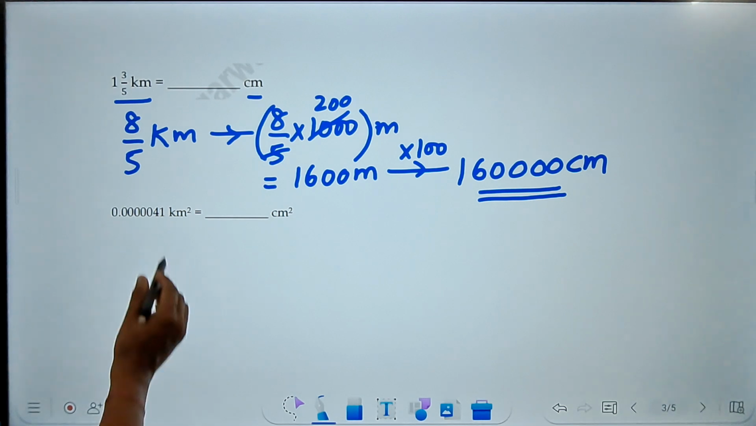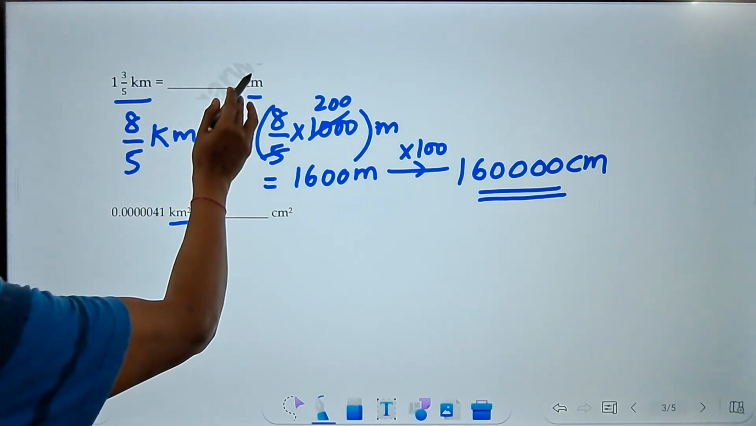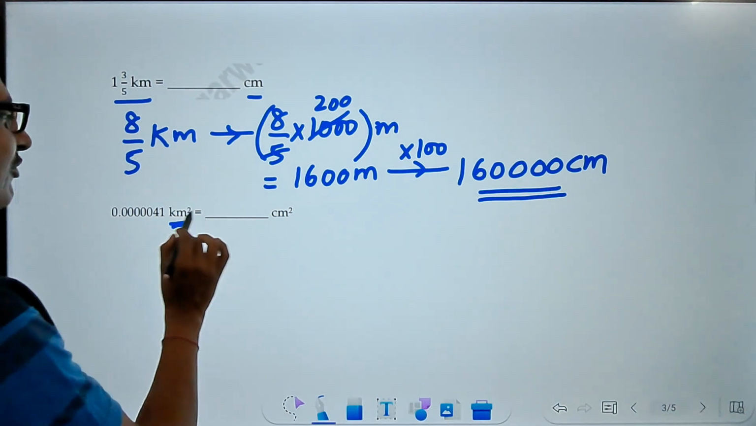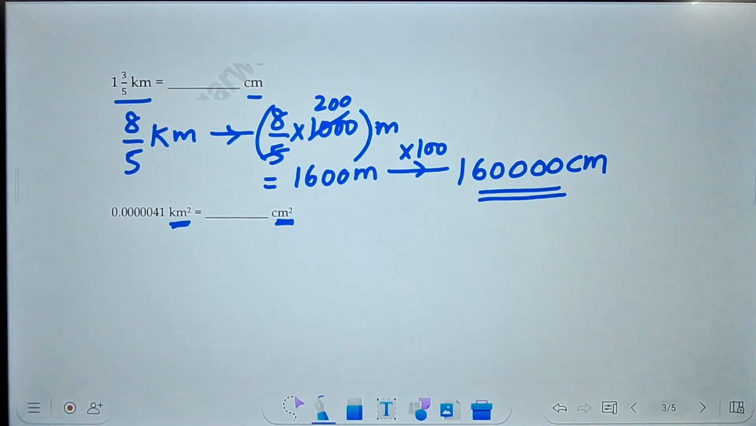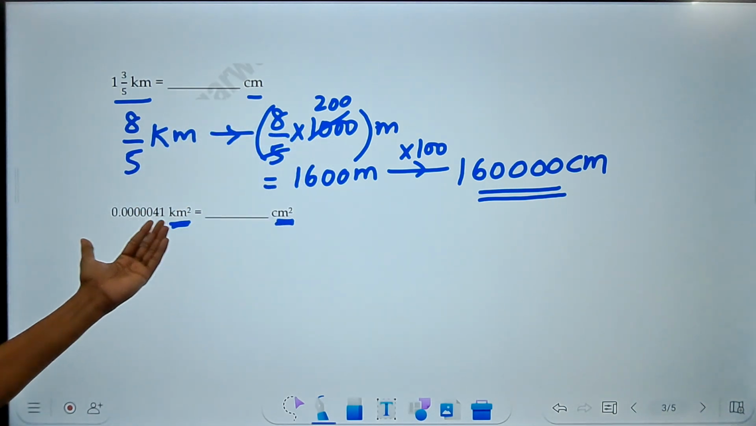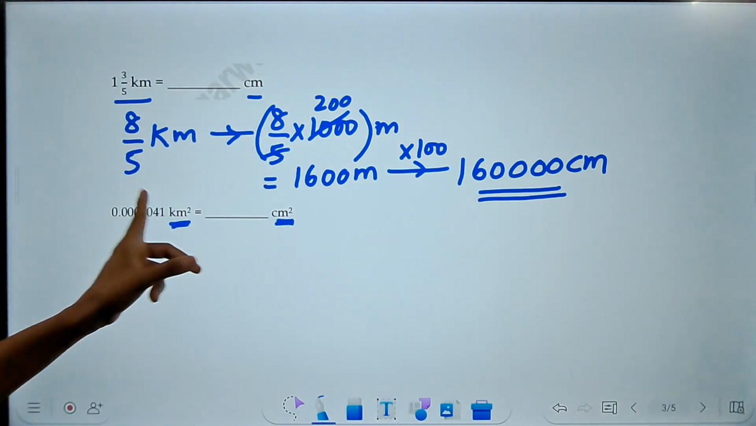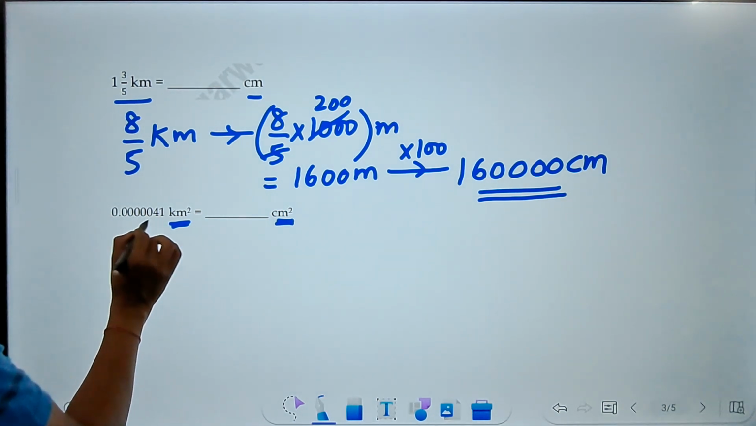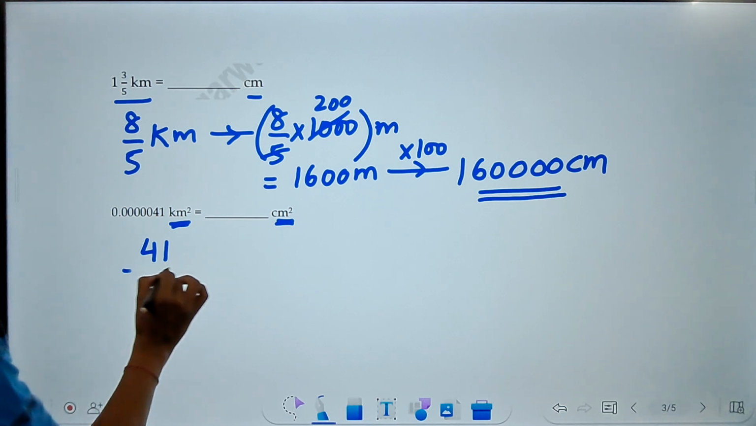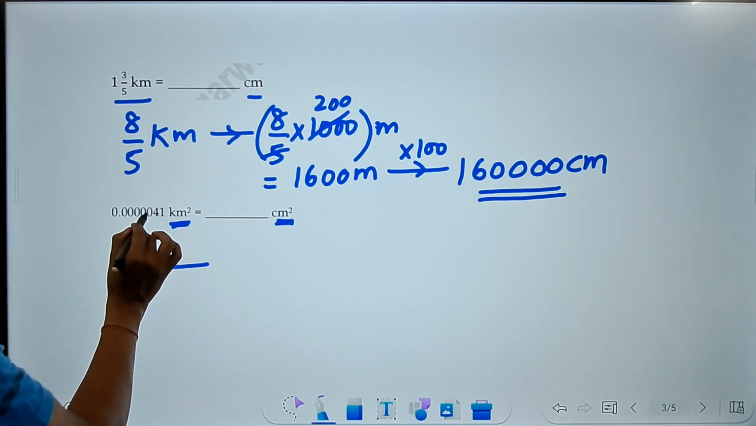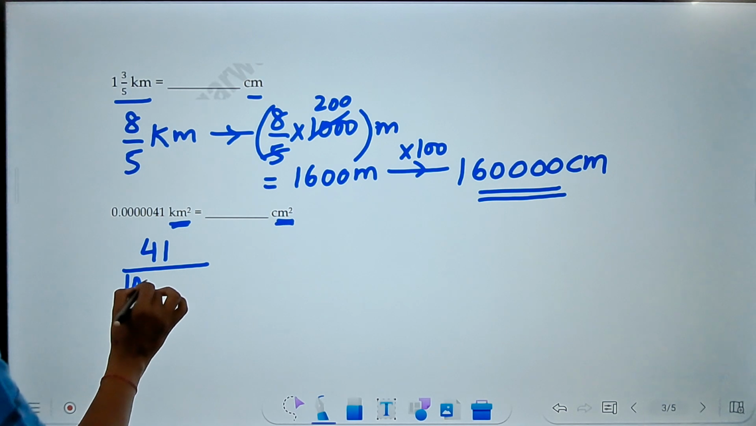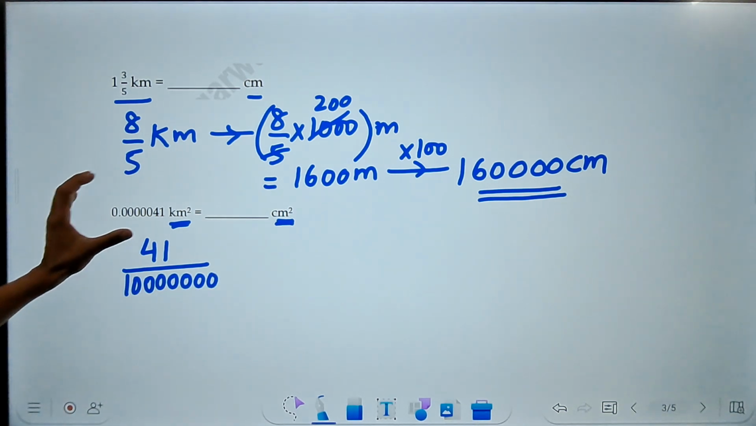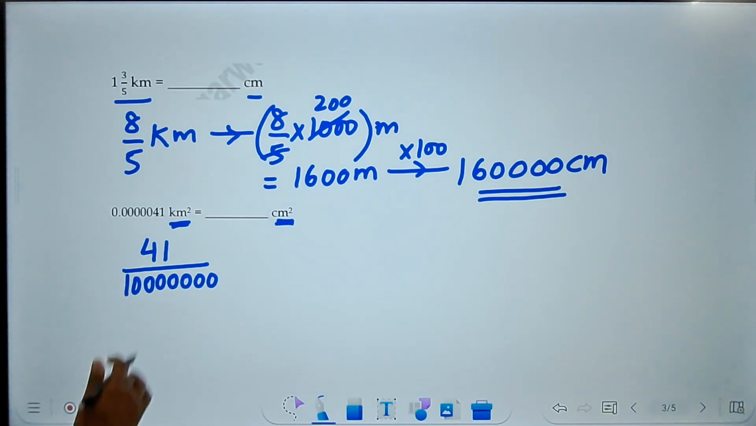Likewise, if you see here, kilometer square, kilometer is bigger than centimeter. So kilometer square, this is the unit of area, will obviously be larger than centimeter square. But do you use the same type of conversion when you use the area units? No. Kilometer square, see this number, this quantity here is 41 upon how many? 1 2 3 4 5 6 7. So 1 followed by 7 zeros. These many kilometer squares, right?